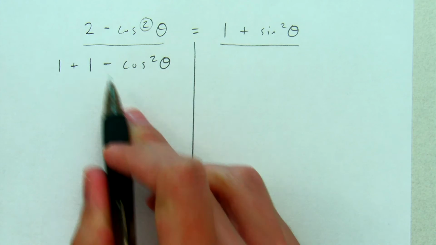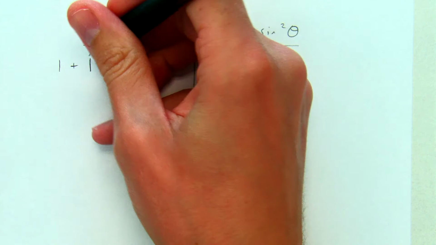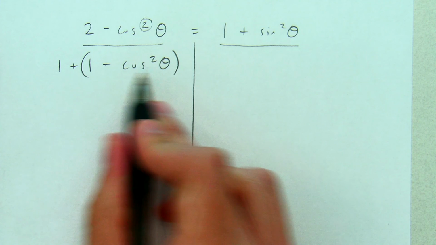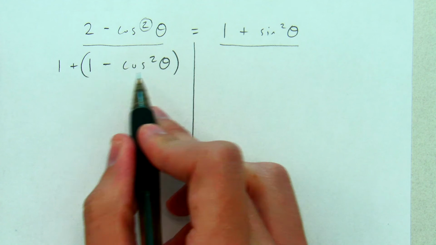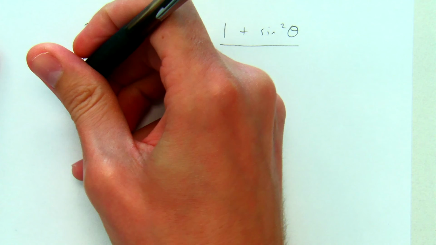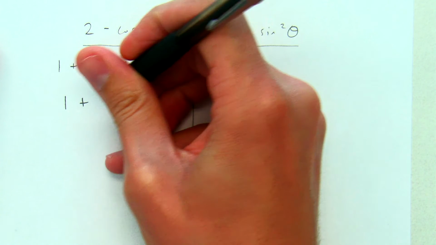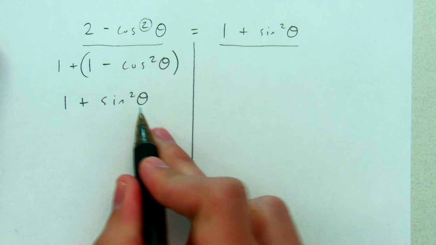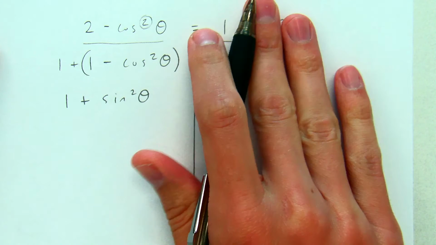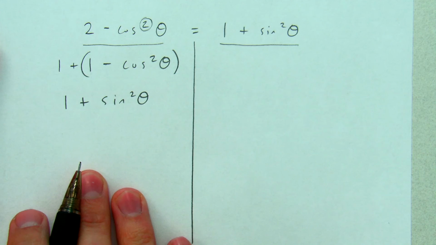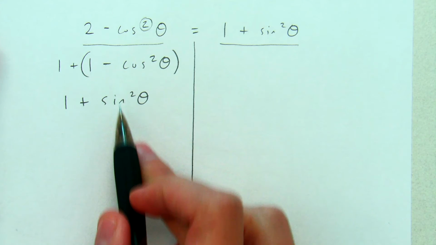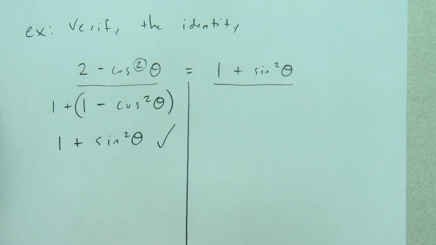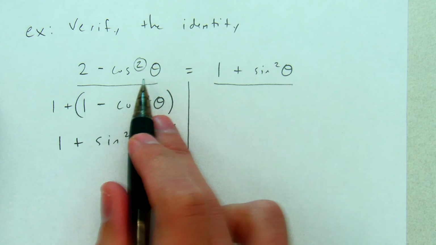Now look what happened when I split up that 2. Now I have 1 minus cosine squared theta. We've already seen from the last problem that 1 minus cosine squared theta is the same as sine squared theta. So I can rewrite this as, instead of 1 minus cosine squared, sine squared theta. And now look, the left side is identical to the right side. I didn't do anything on the right side. I only worked with one side by itself, but I transformed it so that it looked like this. And in doing so, I've verified that this identity is in fact true.